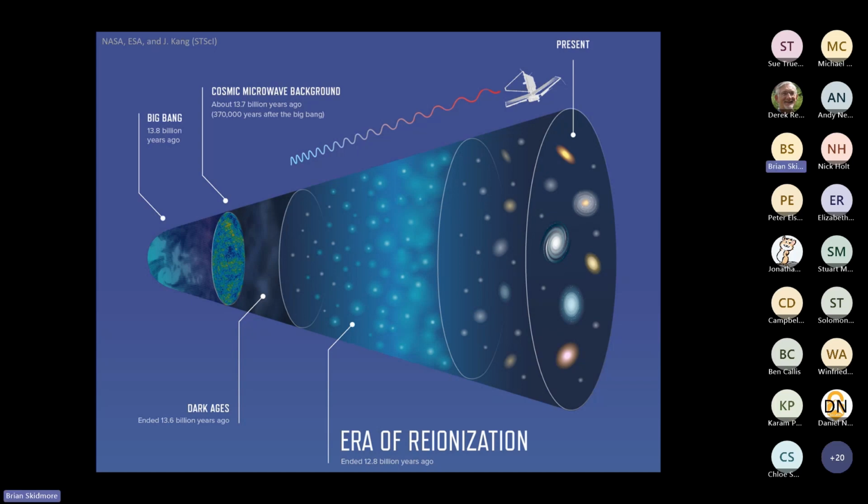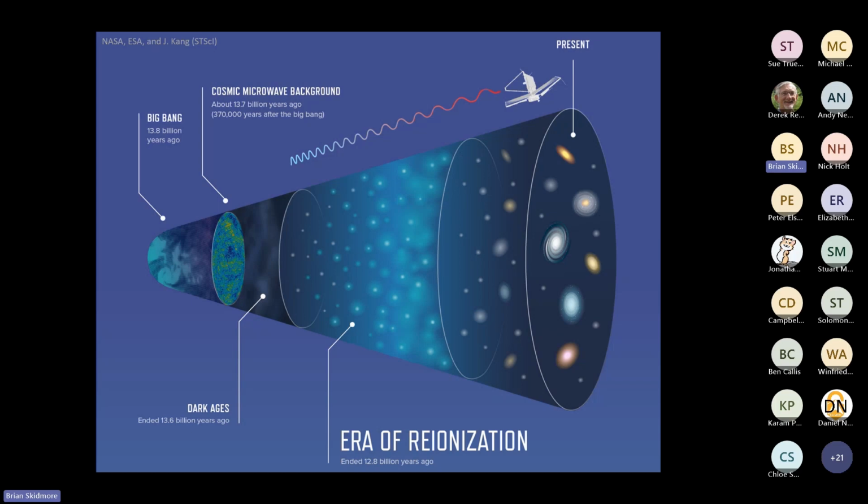Instead, you had a soup of elementary particles, many of them charged, so light was being continuously generated and then reabsorbed by those particles. And as the universe expanded, it cooled. And about 376,000 years after the beginning, you see that colored disk. That is the point at which the atoms first began to form.